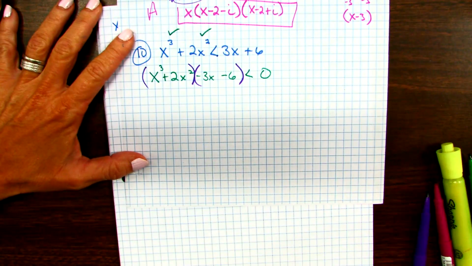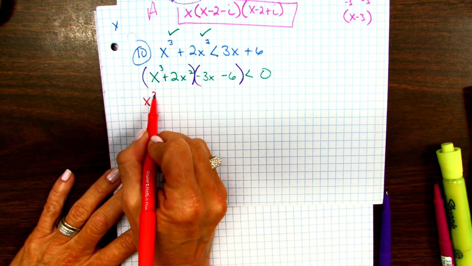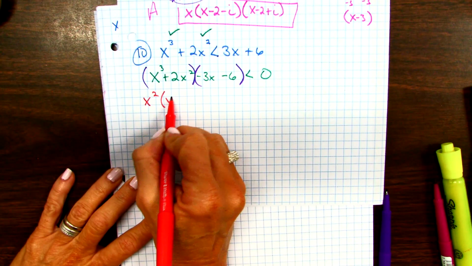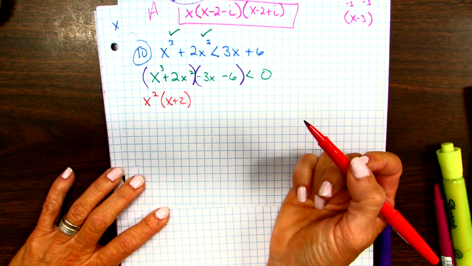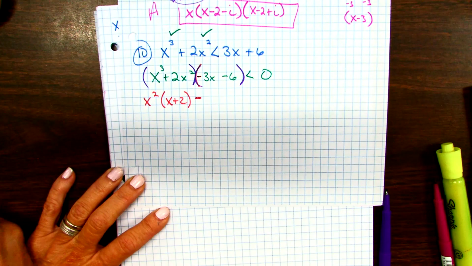Okay, so I did 2 and 2. GCF of these two would be x squared. That leaves me with x plus 2. Remember, anytime the first term of a parentheses is negative, the GCF is negative.